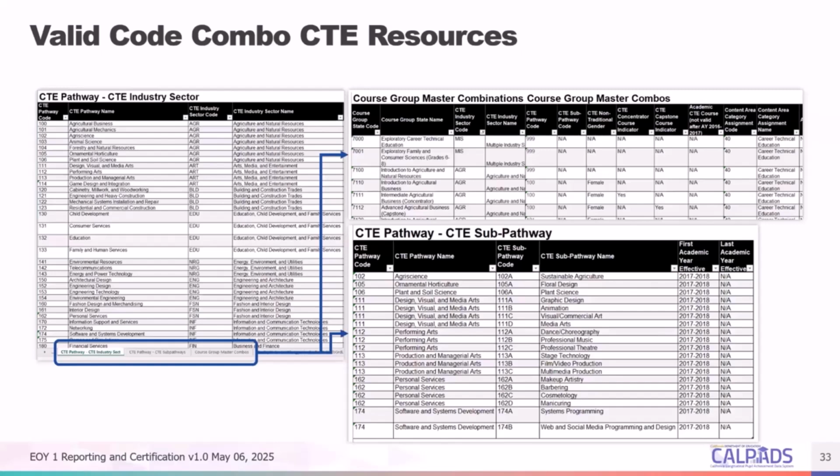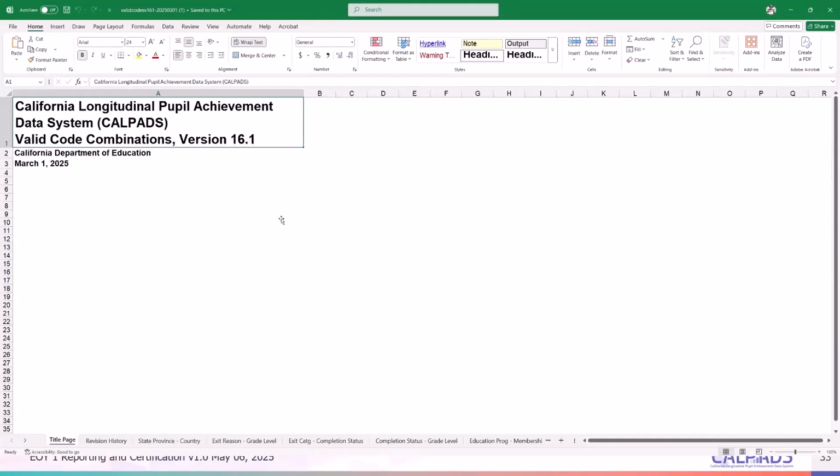So Nate alluded to the valid code combinations document. Again, the valid code combinations document is a vital resource material for end of year one. Why? It includes all of the essential data related to courses, to CTE, and the essential designations for a course. Okay, so let me just demo to you what the valid code combinations looks like.